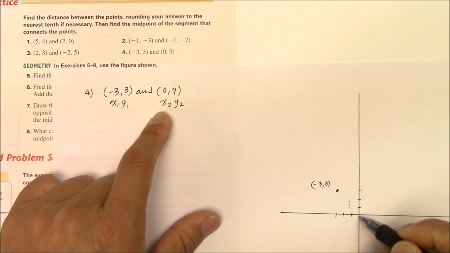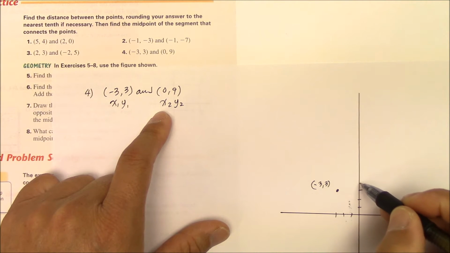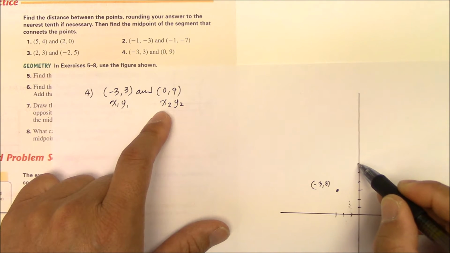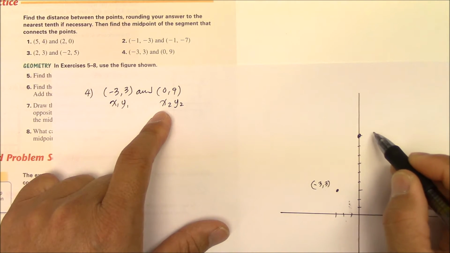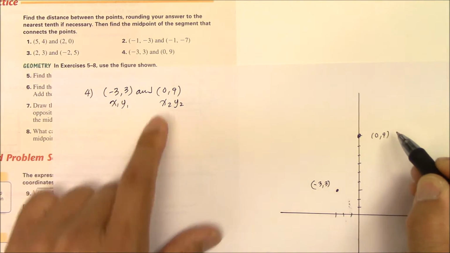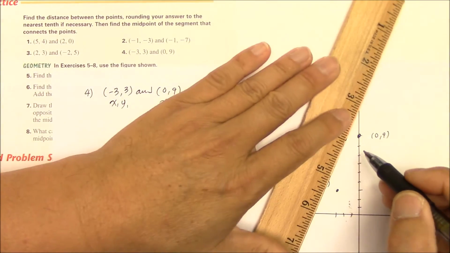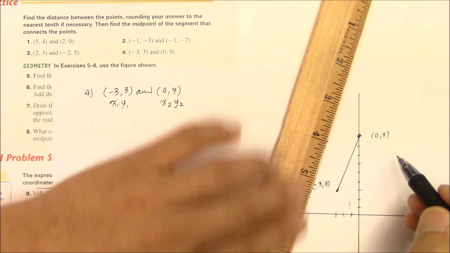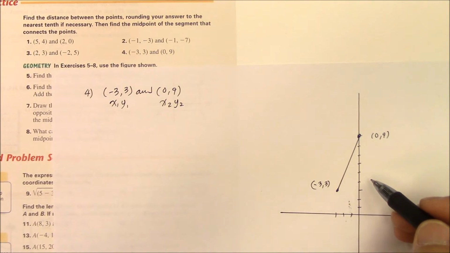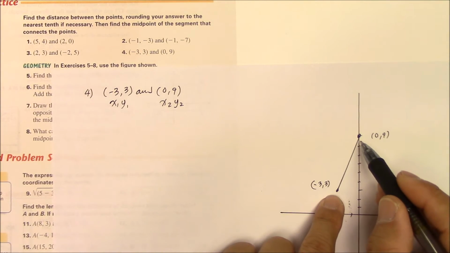And the second coordinate is 0 and 9. So at the origin, 0 and 9 is 1, 2, 3, 4, 5, 6, 7, 8, 9. Out there somewhere, 0 and 9. And I'm going to draw a line between those two as a segment, okay? As a segment, there it is. And I'm looking for the distance from here to there.